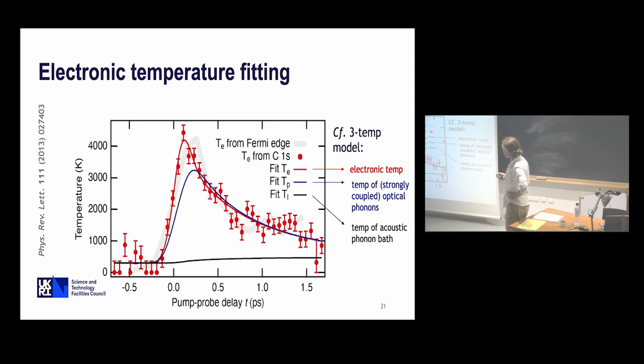We can compare our data, which is seen here with these red dots, the data that we obtain from the fitting of the core level as I just discussed, to models previously derived from other approaches. So using this 3-temperature model derived from the paper I just referenced, we can consider how the energy in this electronic system decays through coupling to optical phonons and acoustic phonons, and the resulting changes in the temperature of the optical phonons and the acoustic phonons here. And you can see that the fit from this 3-temperature model is a very good fit to the actual data that we observe, as is a simple fit from the Fermi edge of our sample.